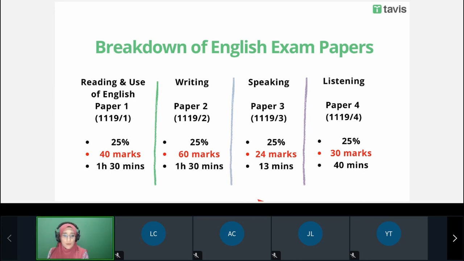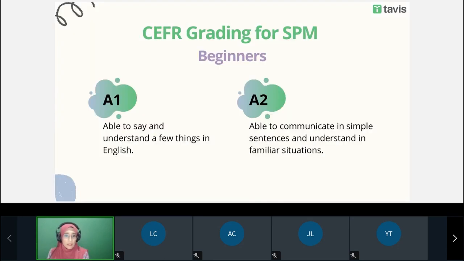Now, let's move on to the next one. I will brief you on the CEFR grading, okay? As you all know, there are six levels for the grading. For A1 and A2, this is considered for beginners only. For A1, you are able to say and understand a few things in English.